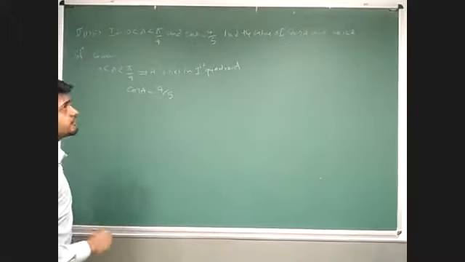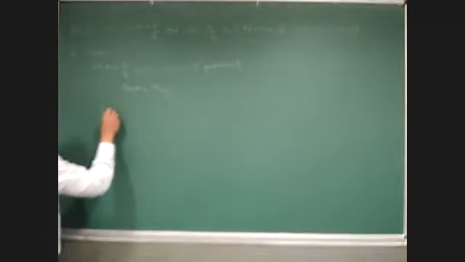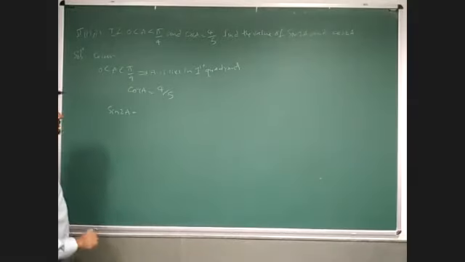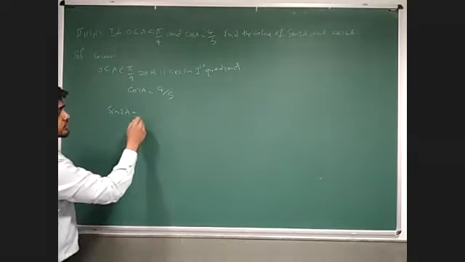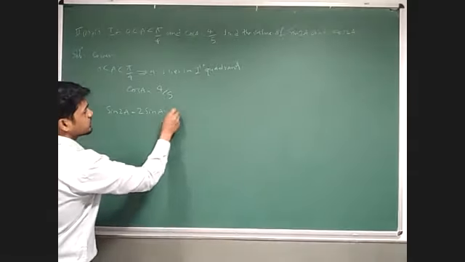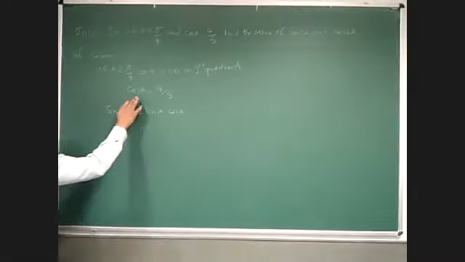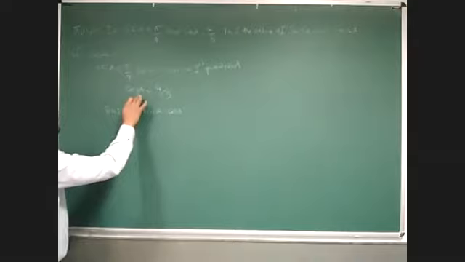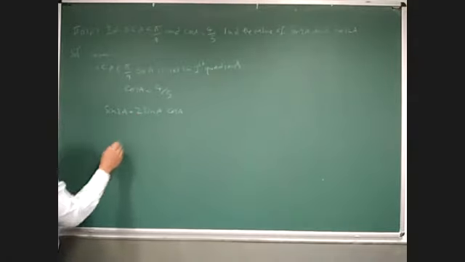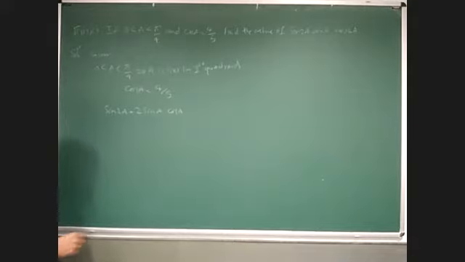Now the second thing given is cos a, that is 4 by 5, and we have to find sine 2a. I know the sine 2a formula, that is 2 sine a cos a. But here only cos a is given, so we have to find sine a with the help of cos a. So here just apply the trigonometry identity.